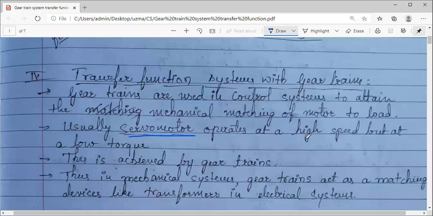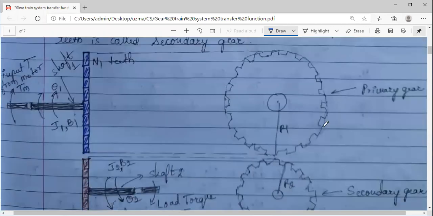In case of servo motors, they operate at high speed and low torque. In order to achieve this, gear trains are used, and they are analogous or equivalent to transformers of electrical systems. And these are the two gear trains, primary and secondary. We have seen these are connected with the two shafts, shaft 1 and 2. The important thing to note here is that the motor is connected to shaft 1 and the load is connected at shaft 2.